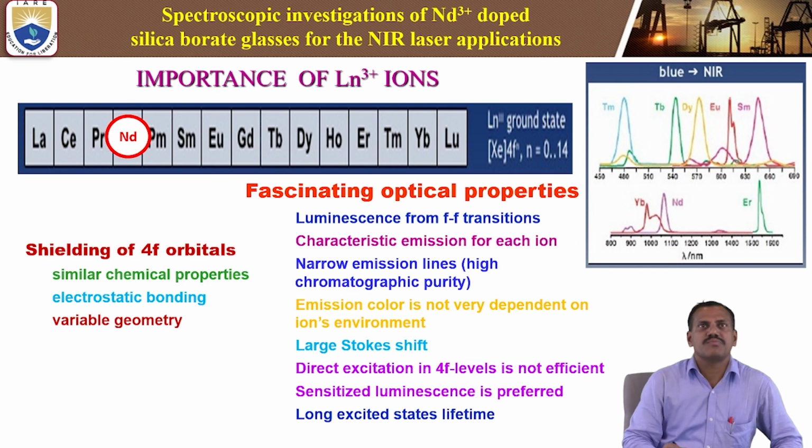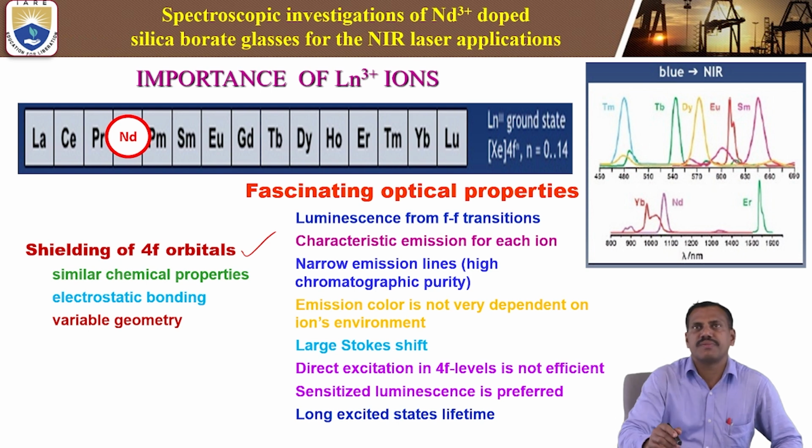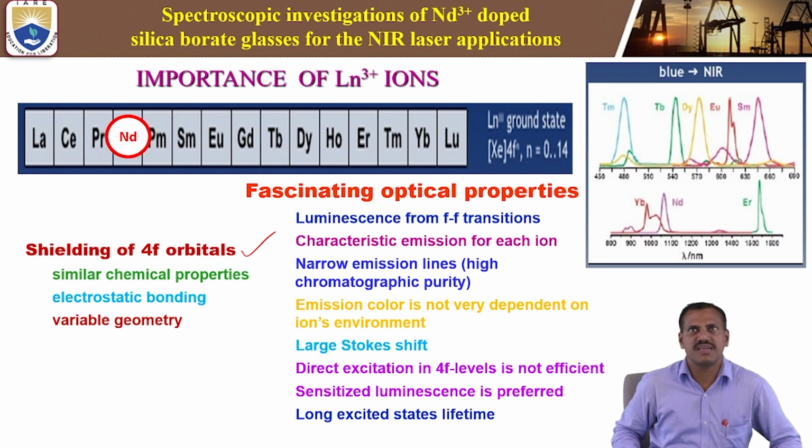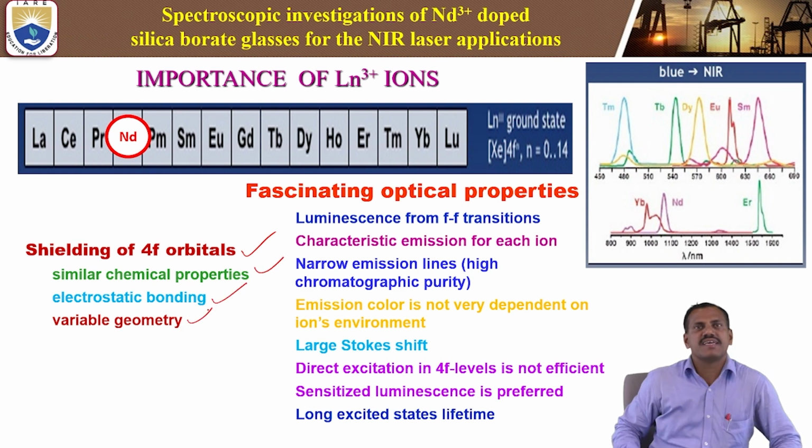These are the important properties and applications of Ln3+ doped laser glasses. Shielding of the 4f orbital, because the ground state of Nd3+ doped glasses mainly belongs to the 4f orbital. That gives similar chemical properties, electrostatic bonding and variable geometry. These are the important features of the lanthanide or rare earth elements.